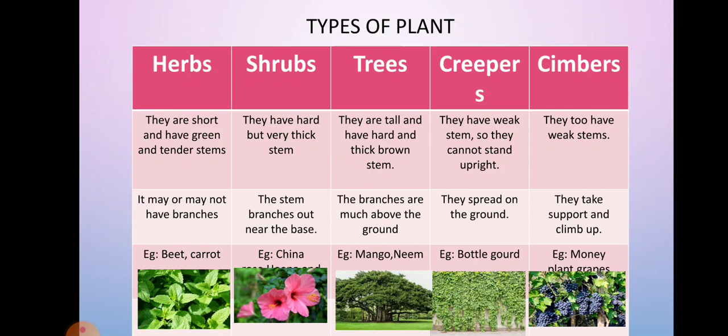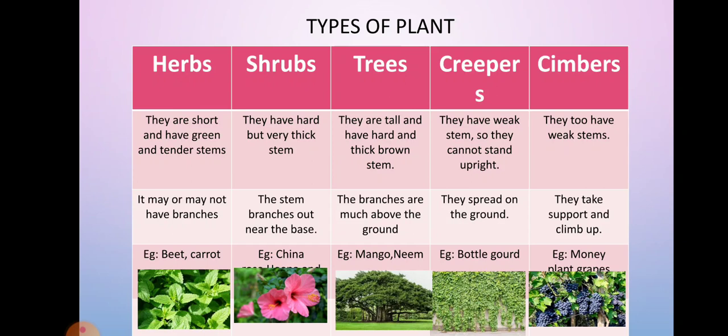Then we have creepers. Now the name itself tells us that creepers are the ones which have a very weak stem and they cannot stand erect on their own. They cannot stand upright on their own, and therefore they spread on the ground surface. The example for that is bottle gourd. Even it can spread on the ground surface, or if it is growing with the help of a wall, then it grows on that particular surface, but it needs support for its growth. It needs support to stand upright.